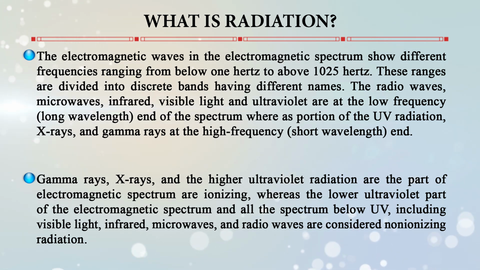The lower ultraviolet part of the electromagnetic spectrum and all the spectrum below UV, including visible light, infrared, microwaves and radio waves, are considered non-ionizing radiation because they are not ionizing. So, ionizing radiation consists of alpha particles, beta particles, neutrons, gamma rays and X-rays. Now we will see the significance and specification of alpha radiation.